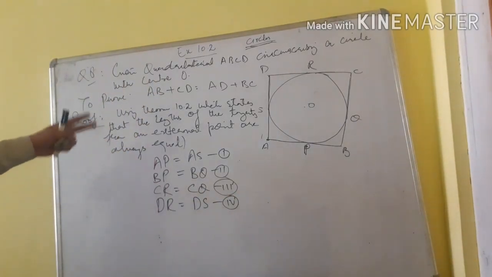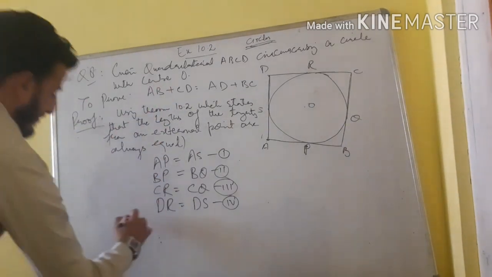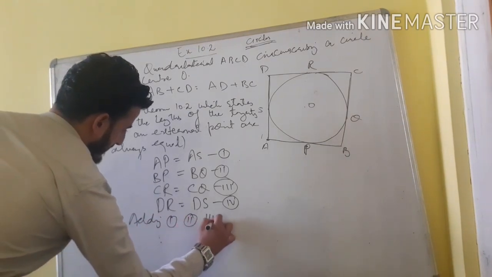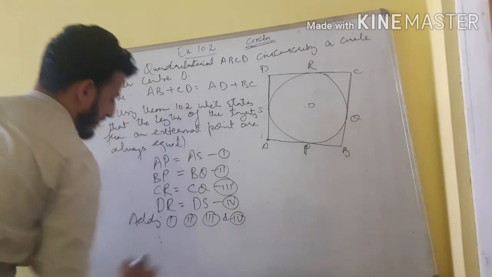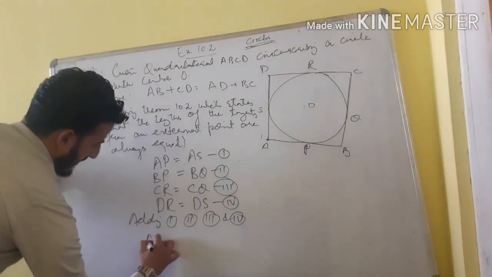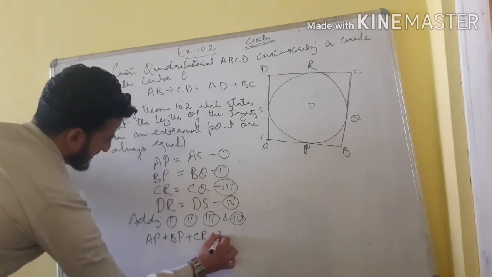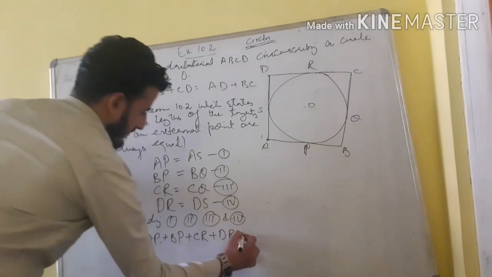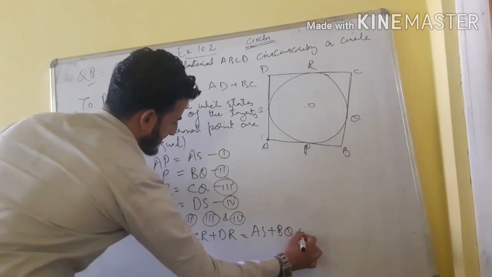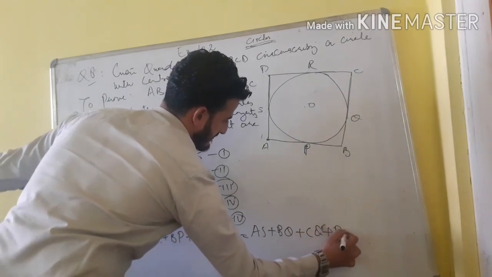Now what we actually need are the sides, and they are in the summation. So adding first, second, third and fourth. What we get is AP plus BP plus CR plus DR, the LHS part, will be equal to AS plus BQ plus CQ plus DS.